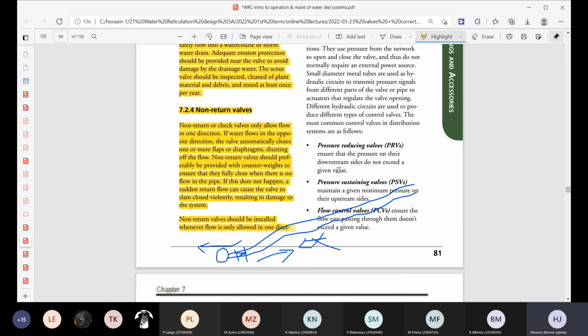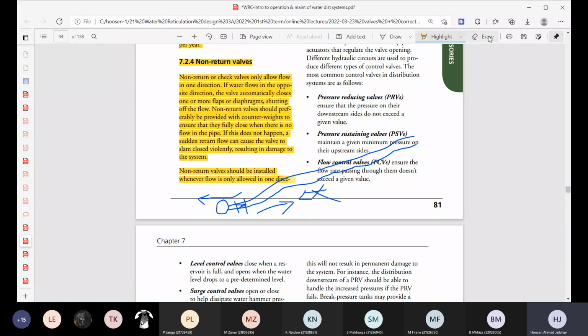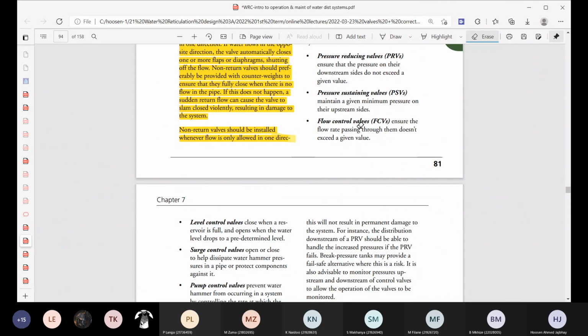The different types of control valves are listed here. Let me just delete all the clutter so it's easier for you to see that. You can see pressure reducing valves, pressure sustaining valves, so you want to maintain a constant pressure in the system. Then you get flow control valves that control the flow rate in a particular pipeline. You might want to have a constant flow rate.